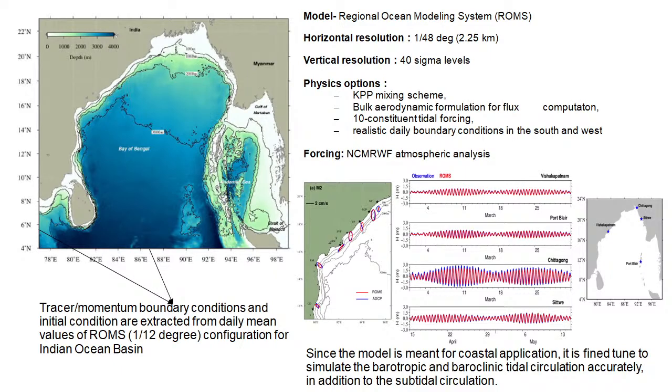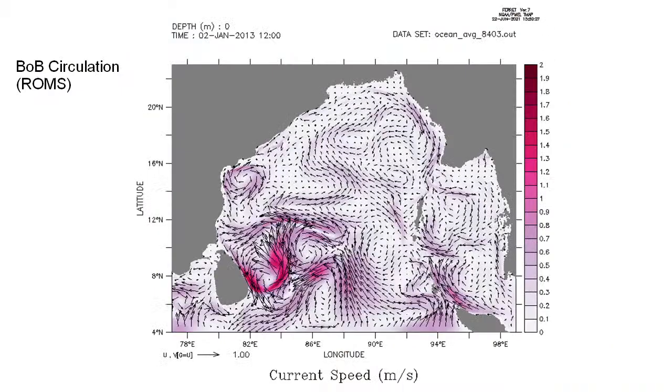And you can see that tides are fine-tuned. Both the barotropic and baroclinic tides are getting simulated extremely well in this model. There were several articles which we published using this model, looking at the tidal characteristics of the Bay of Bengal. So this model is doing a remarkable job in terms of both tidal as well as subtidal circulation.